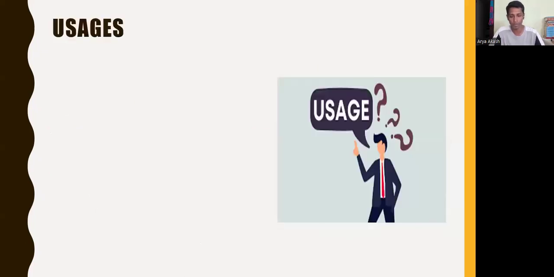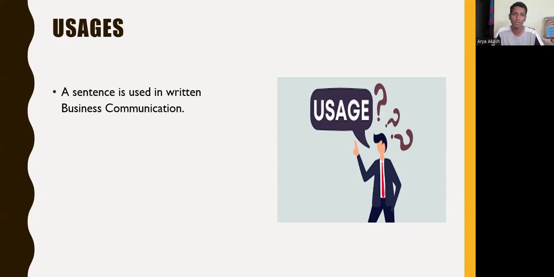Now, usage. When do we use a sentence? When do we use a sentence fragment? You already got to know. Just a quick recap. A sentence is used in written business communication. Please understand, business communication is always written. Just imagine, before the interview, you had to carry your resume. It was a written format of who you are. After you got a job, there was a confirmation letter, an appointment letter, an offer letter given to you. So business communication is always written.